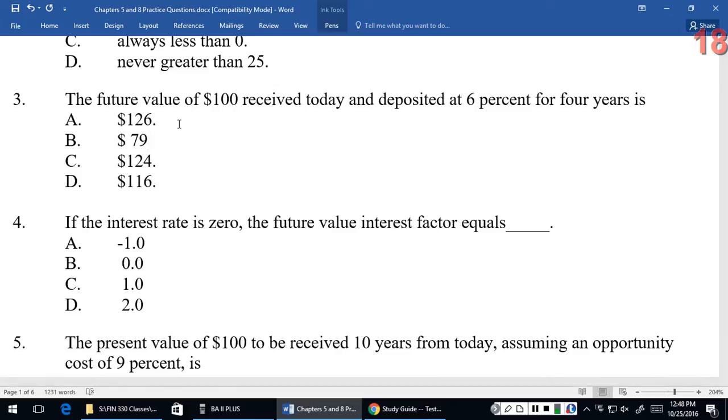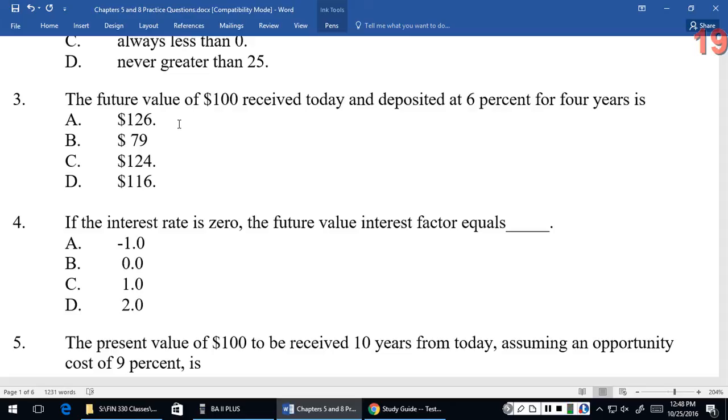So if you enter your information, you need 3 inputs. You're going to solve for the 4th. And which 3 inputs do you need? You need a present value, you need an N, and you need an interest rate.